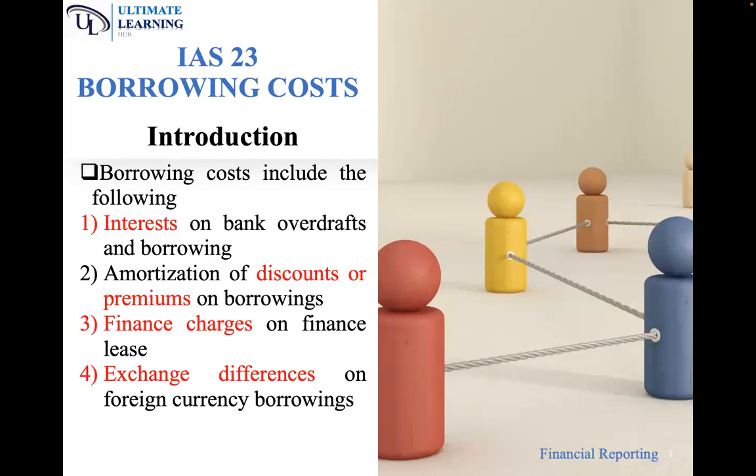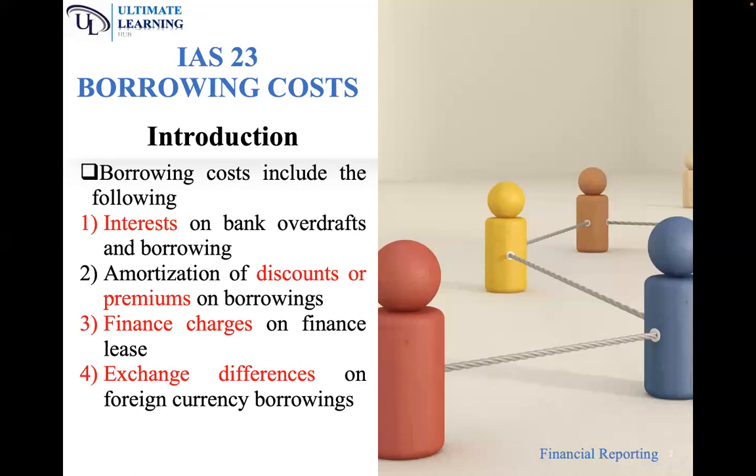So what does borrowing costs include? Borrowing costs includes interest on loans, be it bank overdrafts or just normal loans. And it may also include amortization of discounts and premiums on borrowings. And we will be looking at it in financial instruments. It may also include finance charges on finance leases, and we will cover it in a standard called IFRS 16 on leases.